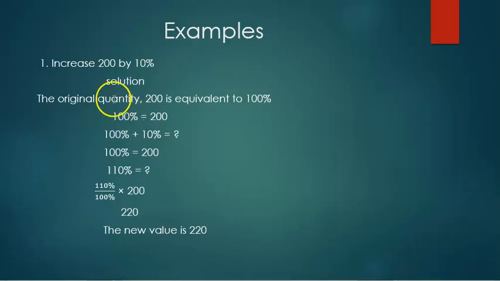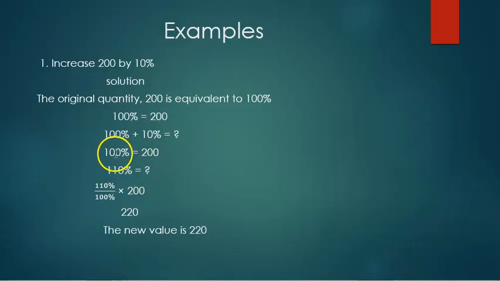Now we are to increase by 10, so it means that we are going to add the 10% to the 100%. And that should be equal to question mark. We don't know how much we are going to get when we increase the original quantity by 10%. So as I said earlier, the original quantity in percentage is equal to the original quantity itself. Now the percentage increase when added to 100% is equal to question mark. So here 100% is equal to 200. Then 110% is equal to question mark.